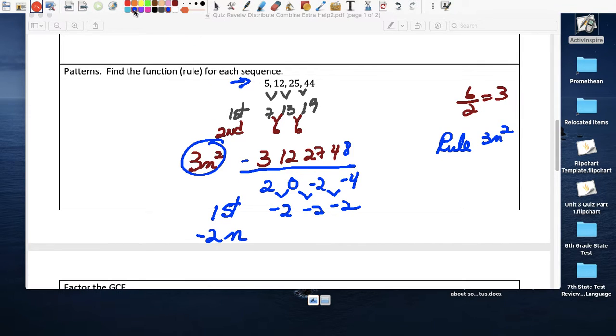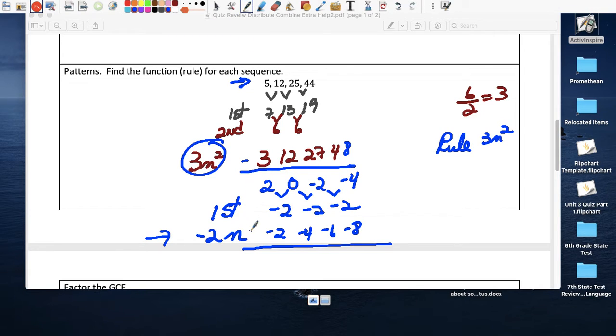What does a negative 2n sequence look like? Well, negative 2 times 1 is negative 2. Negative 2 times 2 is negative 4. Negative 2 times 3 is negative 6, and so forth. So what adjustments do I have to make to this sequence right here to get 2, to get 0, to get negative 2? What do I do to each of these numbers? Negative 2, negative 4, negative 6, negative 8 to get 2, right? So that's what we're looking for.